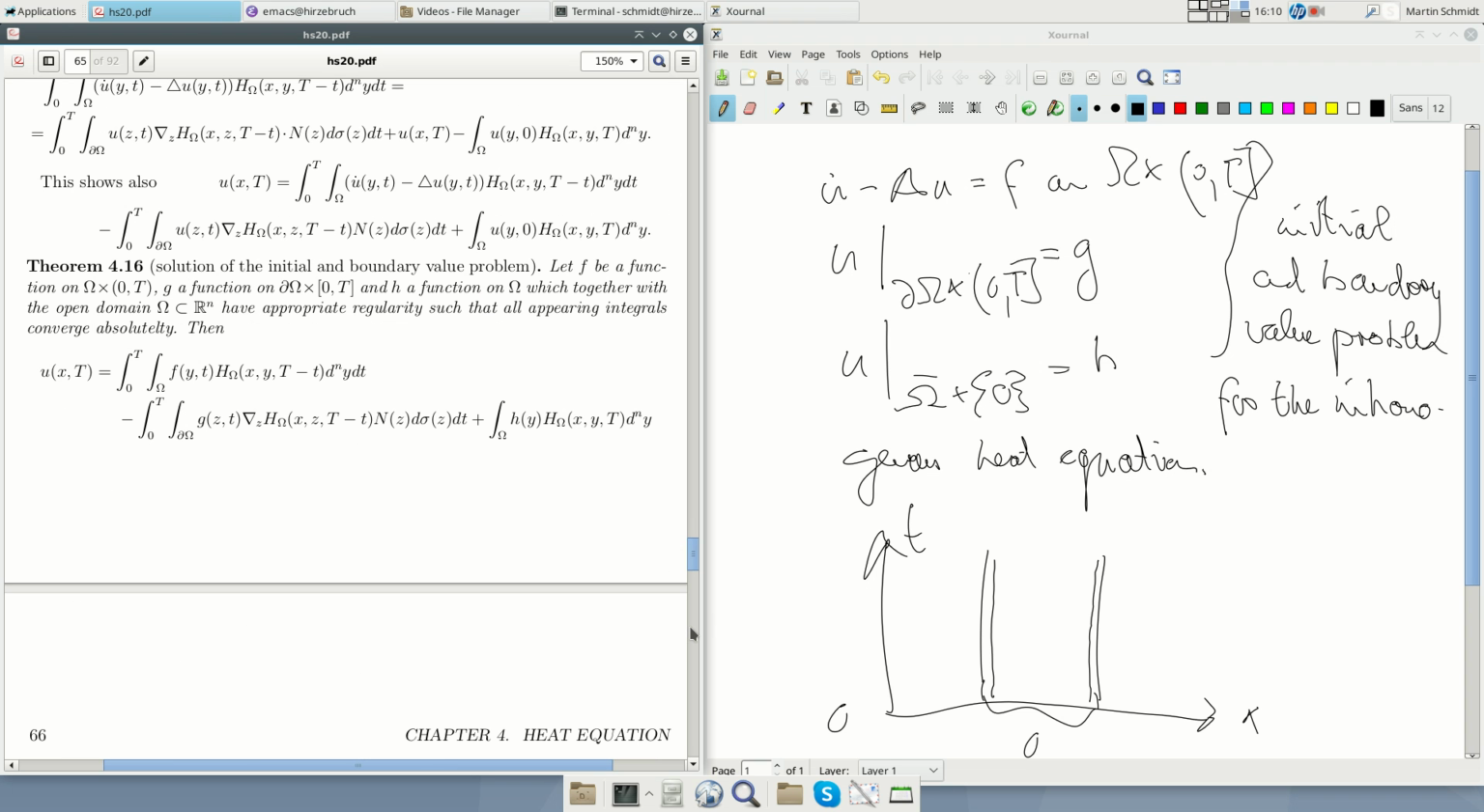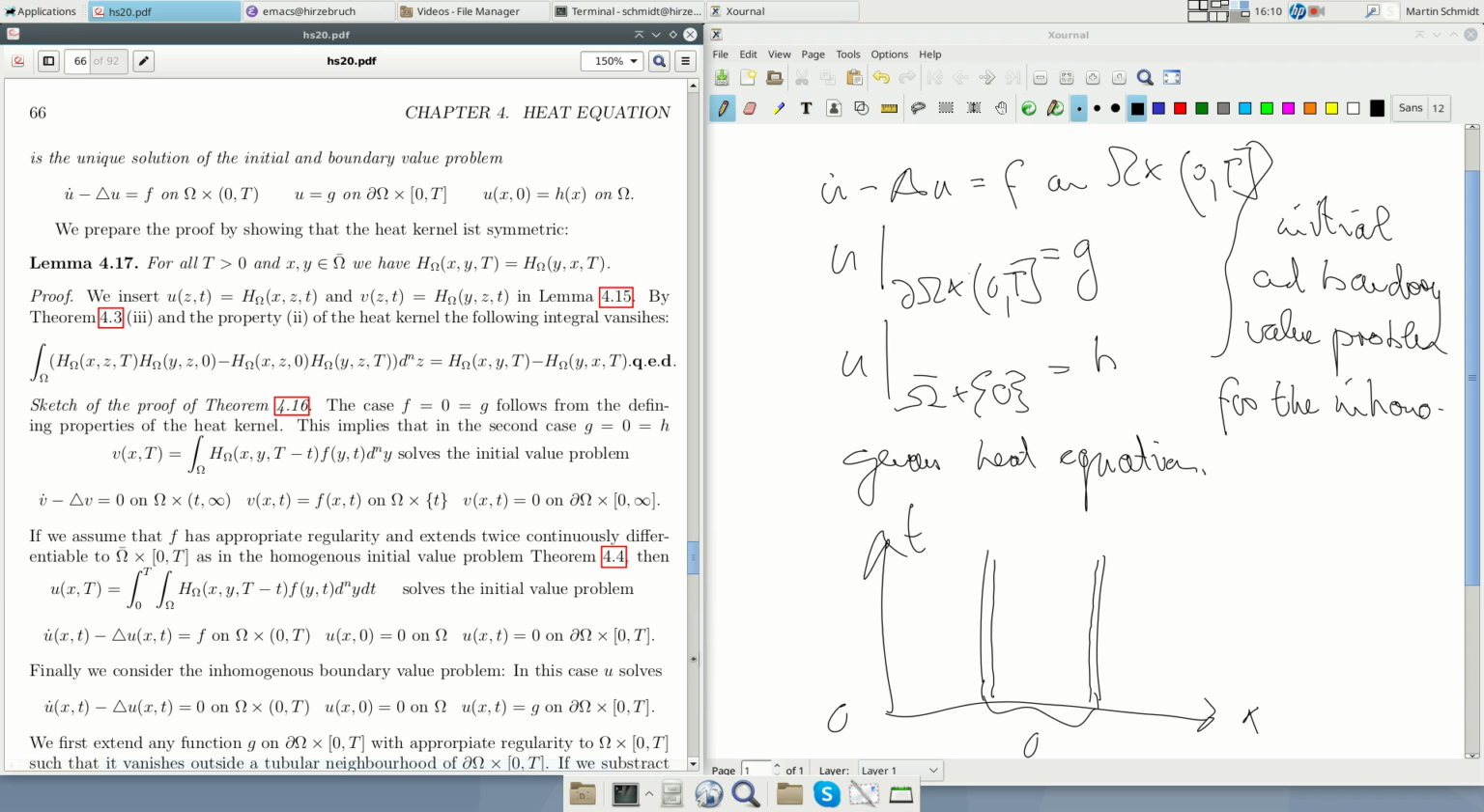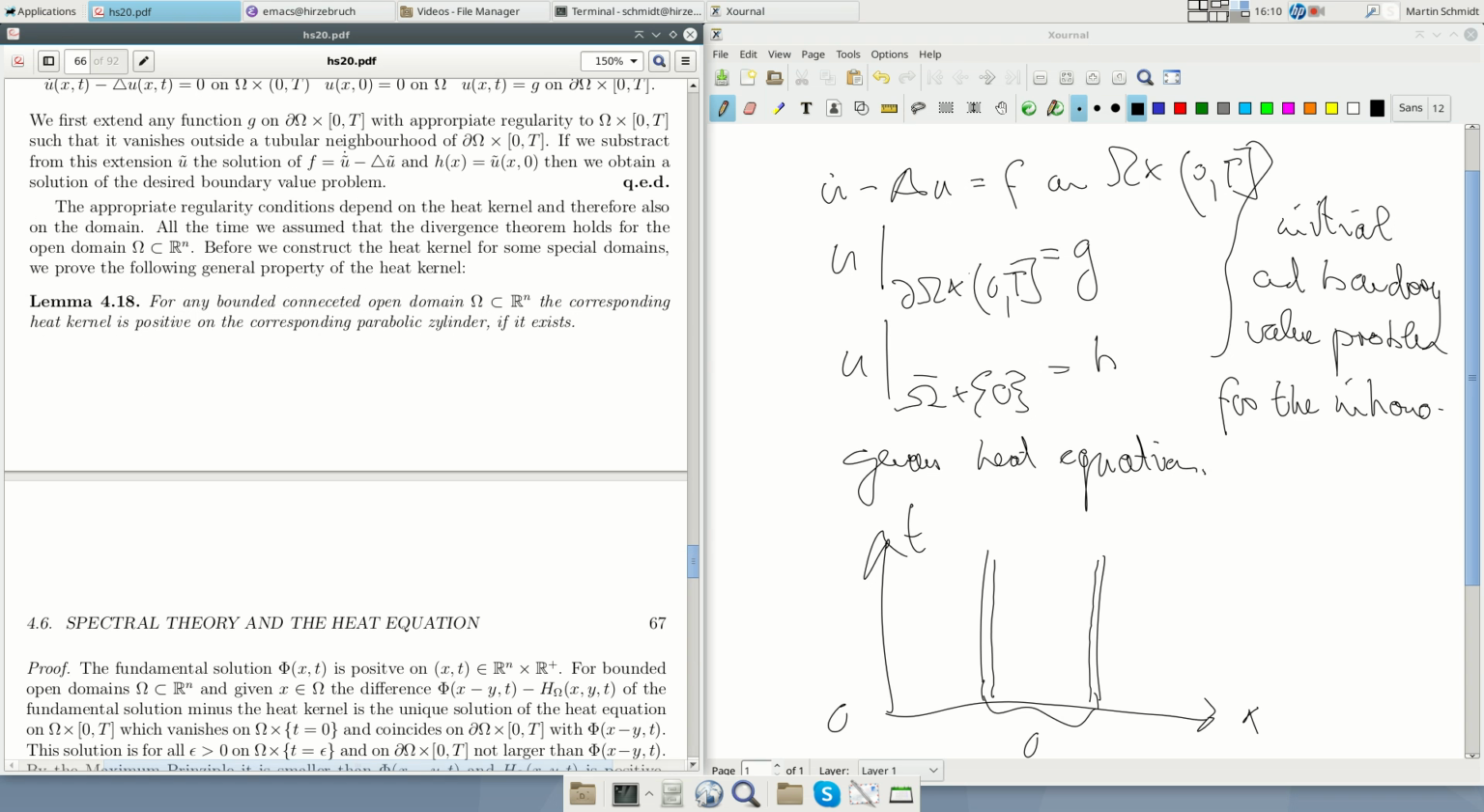Okay, and then we sketched the proof that for sufficiently regular functions f, g and h, this really solves our boundary and initial value problem. And finally, we proved the positivity of the heat kernel.